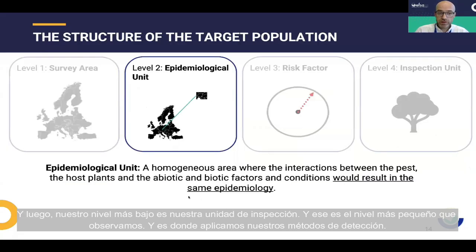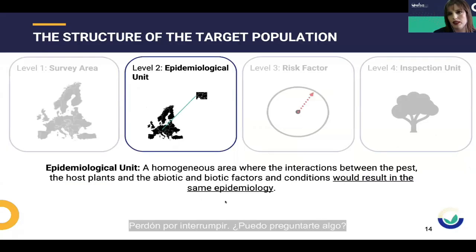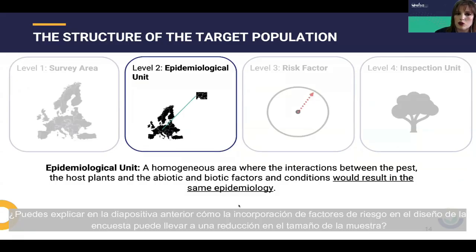So the survey area, I think, Stephen, sorry for interrupting. Can I ask you something? Can you explain, in the previous slide, how incorporating risk factors into the survey design can lead to a reduction in sample size? Yeah, of course.